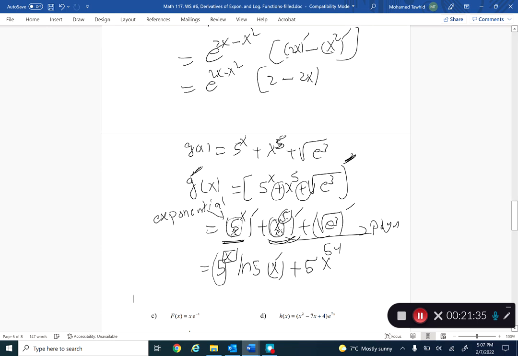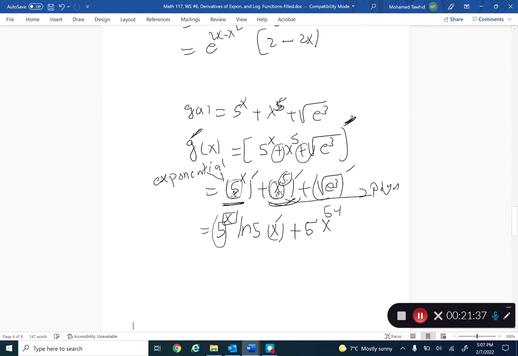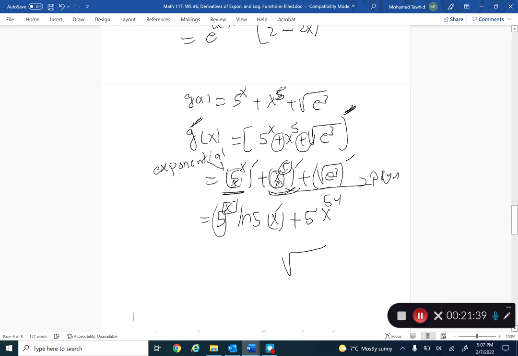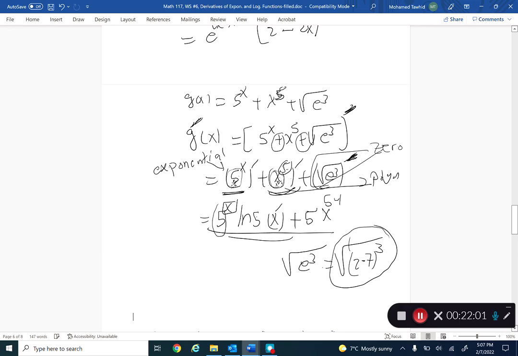What about the last term? The last term here is a constant. Look at what you have, e to the power 3. What is e? e here is almost 2.7, to the power 3. You can use technology and you will find that it's a constant. So what is the derivative of any constant? The derivative of any constant should be 0. So that is our derivative.